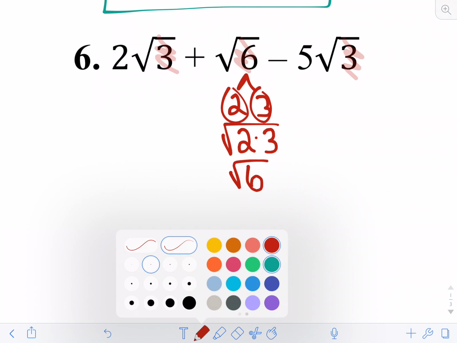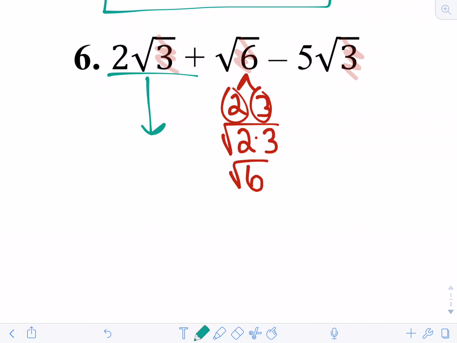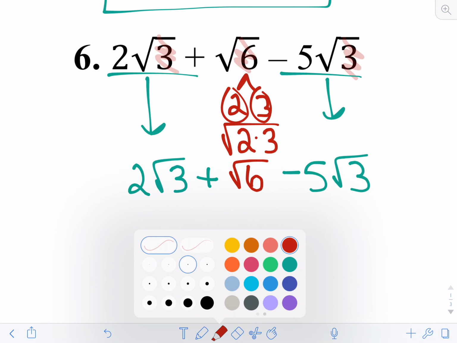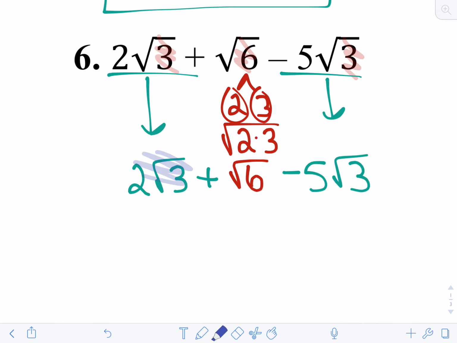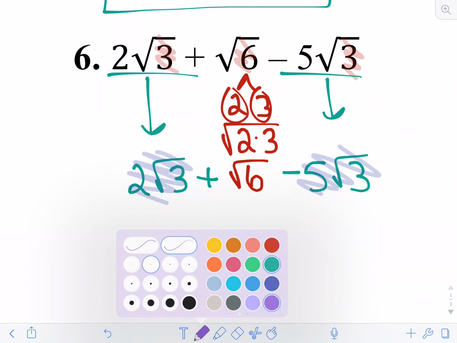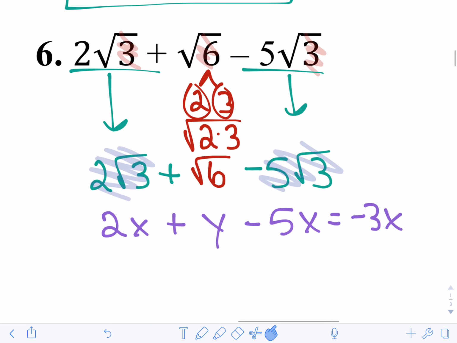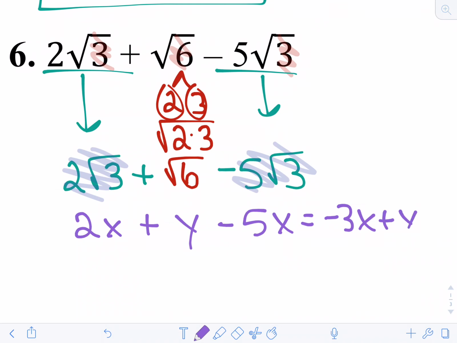So when I rewrite this, I'm going to bring that on down, and that on down. So I have 2 square roots of 3 plus that square root of 6 minus 5 square roots of 3. The only thing that I can combine here is the square roots of 3's. If you like rewriting this with x's or whatever, it's going to be 2x plus a y minus 5x. So 2 minus 5 would be negative 3x, and then you have that y that you can't do anything with, so you put plus y.